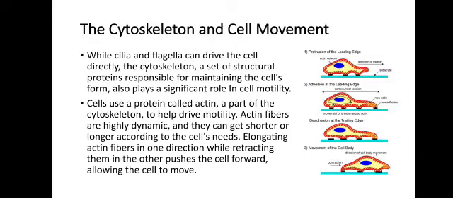Elongating actin fibers in one direction while retracting them in the other pushes the cell forward, allowing the cell to move. As you can see in the picture, there is a schematic of the three stages of cell movement. The picture indicates where the actin network is, the direction of the motion, and the substrate.